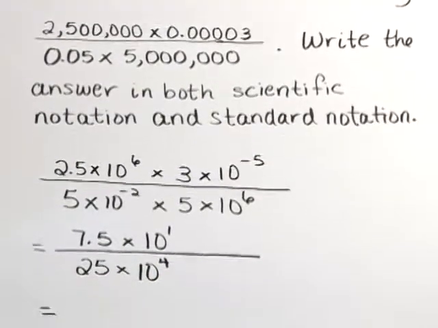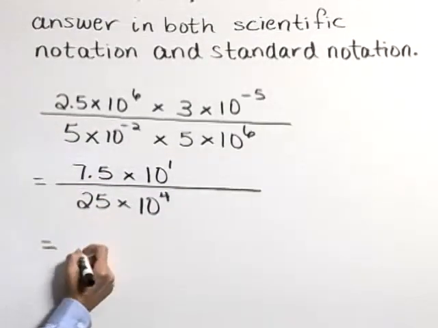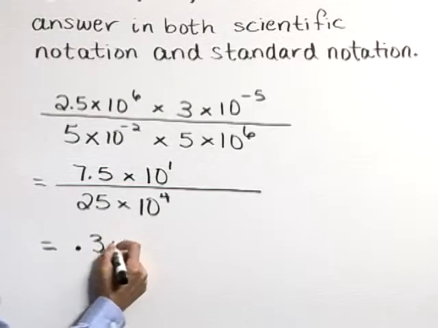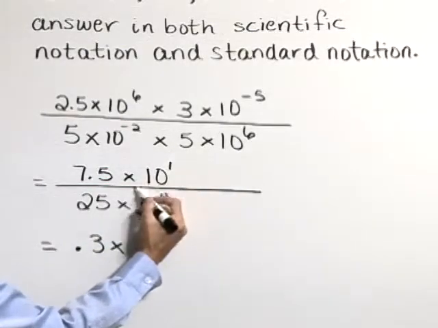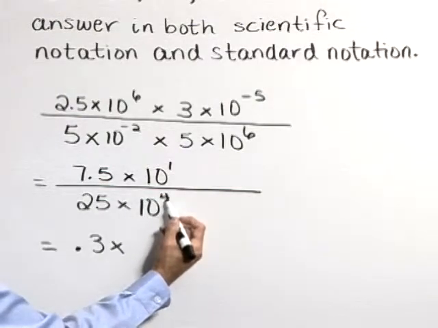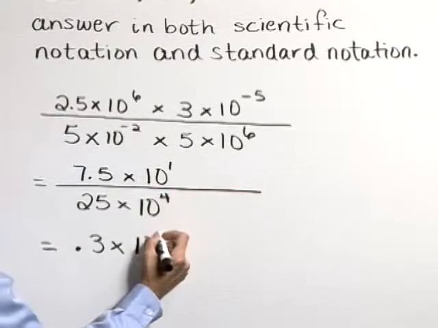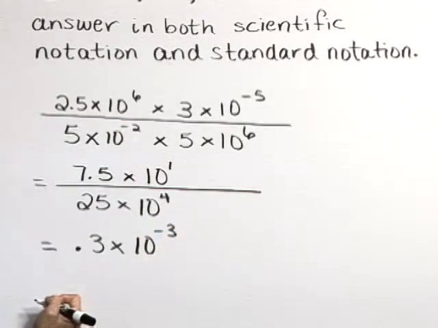Now let's divide. 7.5 divided by that 25 is 0.3, and using our quotient rule, 10 to the 1st over 10 to the 4th is 10 to the 1 minus 4, or negative 3 power.